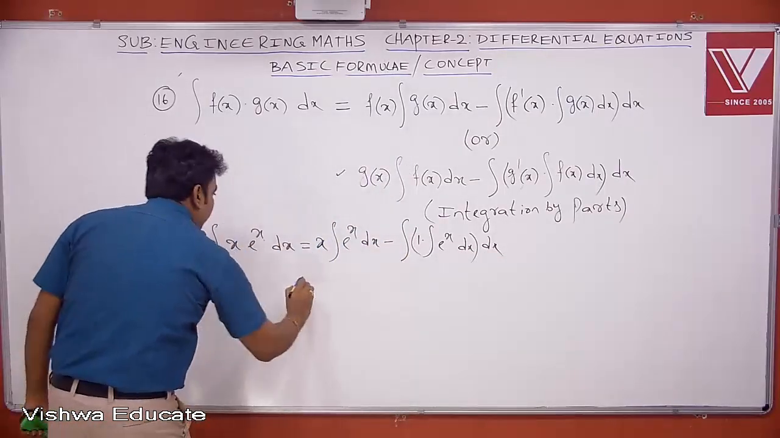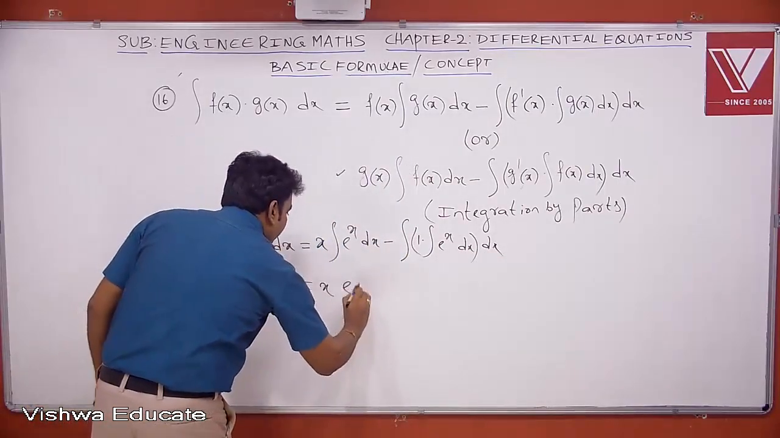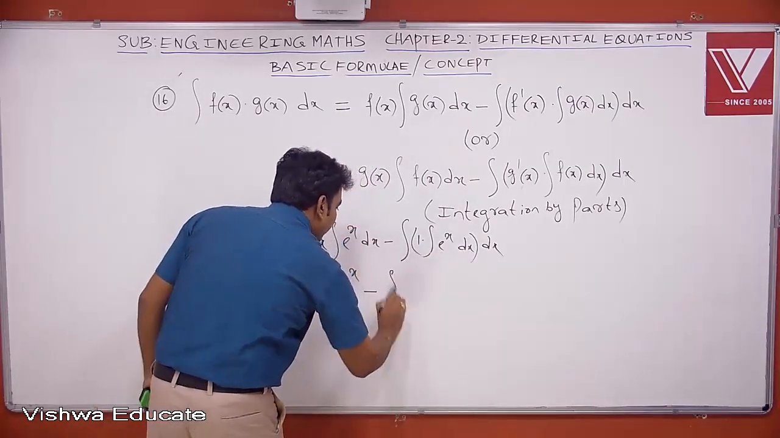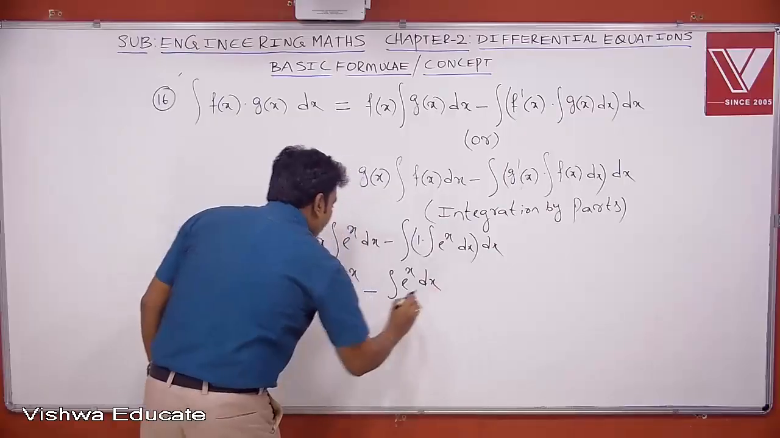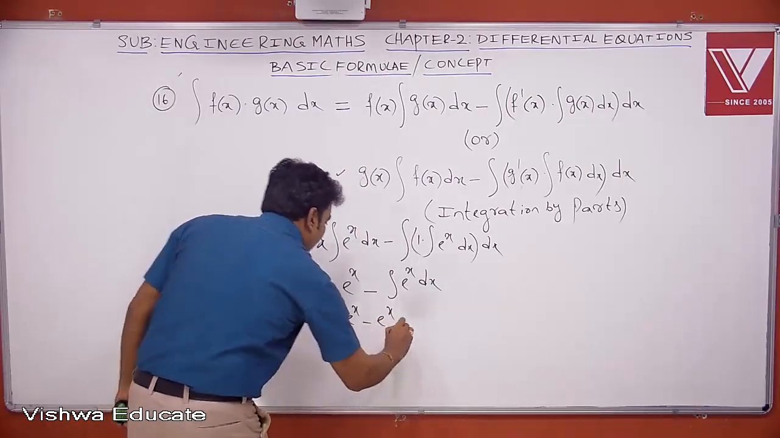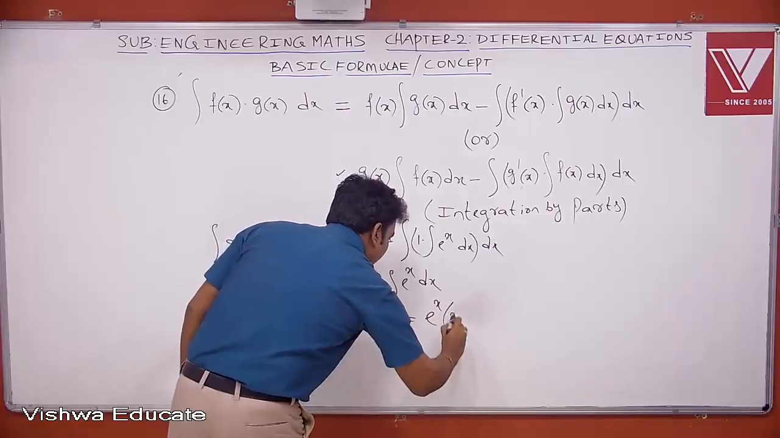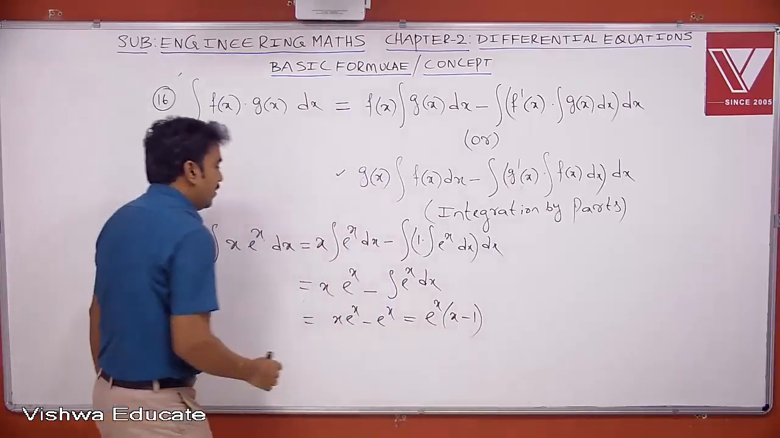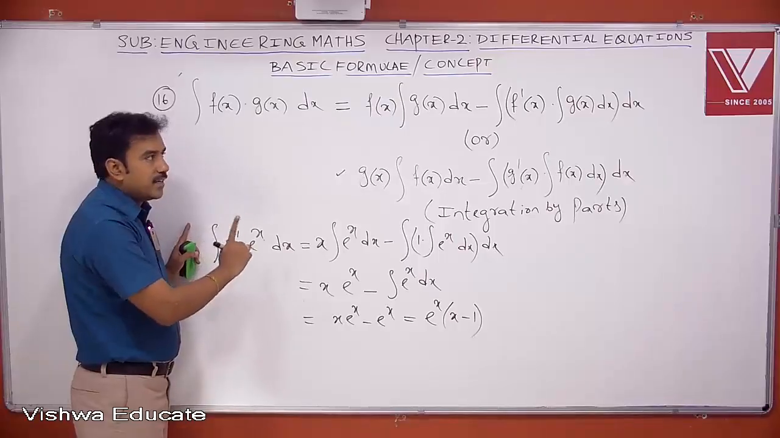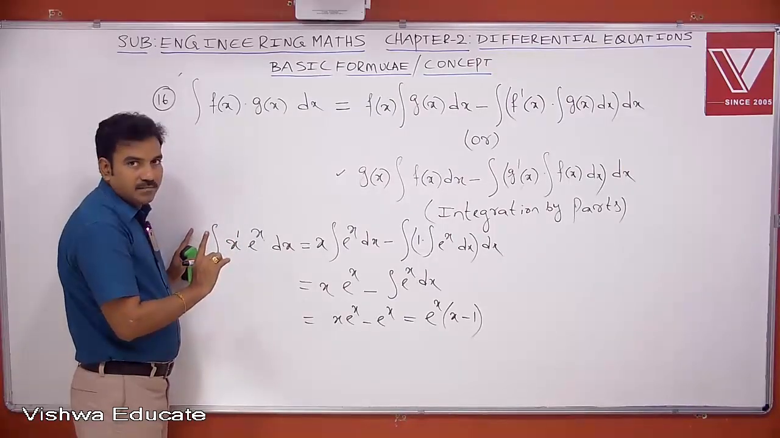So this is x into integral e power x, which is e power x, minus integral e power x dx, which is e power x. Now this is x into e power x minus e power x. So the result is e power x into x minus 1. Here the power of x is 1. That's why we have applied integration by parts a single time.